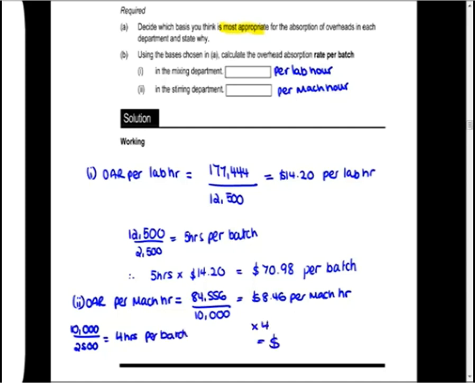So we're looking at overheads of $33.82 per batch for the stirring department. So that's total overheads then of $104.80 per batch of Mars bars.